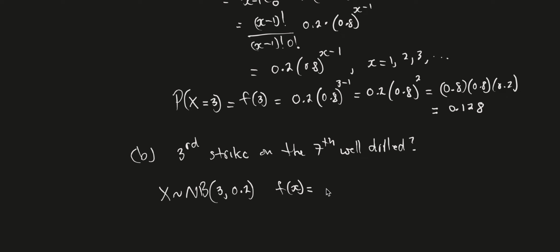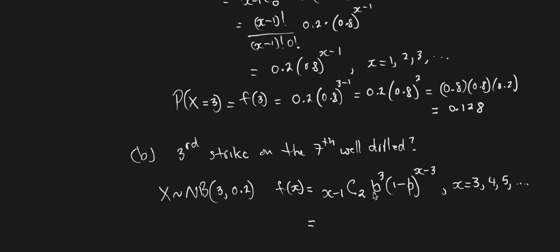So the PDF in this case, it's going to be, so again, it's x minus 1, choose, and now it's going to be r minus 1, so that is 2, and then we're going to have p to the rth power, which is 3, and then 1 minus p to the x minus r, right? And in this case now, our x would have to go from 3 to 4 or 5 and so on, right?